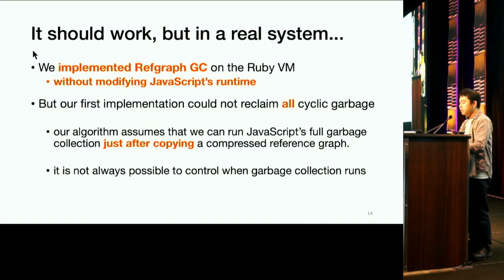We implemented Refgraph GC on the Ruby VM without modifying JavaScript's runtime. However, our first implementation could not reclaim all cyclic garbage. This is because our algorithm assumes that we can run JavaScript's full garbage collection just after copying a compressed reference graph. It is not always possible to control when garbage collection runs.